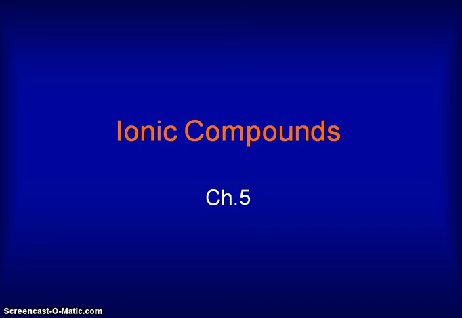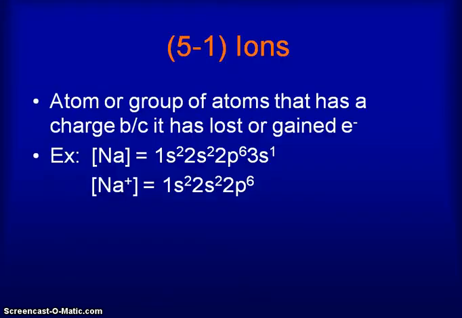Chapter 5 is on ionic compounds. An ion can be either an individual atom or a group of atoms that has a charge, and it has a charge because it's either gained or lost electrons. So nothing changes about the neutrons or the protons. The only thing that is different is going to be the number of electrons. If it's an individual atom that has become an ion, we call it a monatomic ion, and a group of atoms that has a charge is called a polyatomic ion.